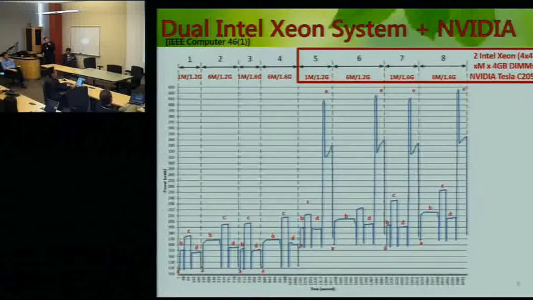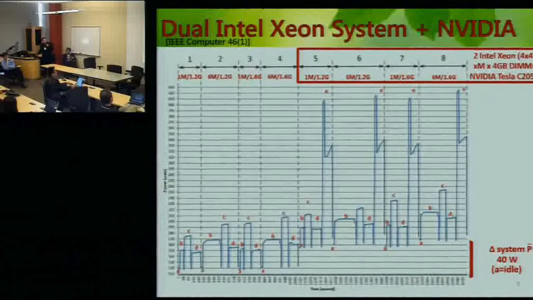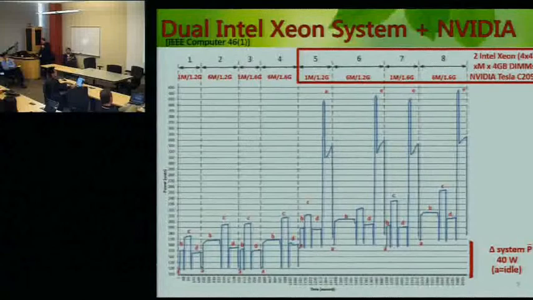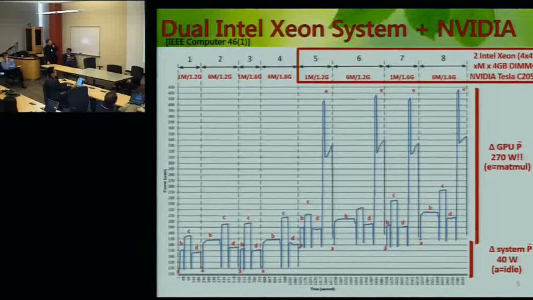Same configurations. They're numbered 5, 6, 7, and 8 now, but we did the same configurations. So you're starting to see what matters here. There's a 40-watt difference from idle. So when one system is idling with one GPU in it, it's consuming 40 more watts just doing nothing. The next thing is when I load the GPU with matrix multiply, it spikes 270 watts, right? Which exceeds the total system power from the previous example.